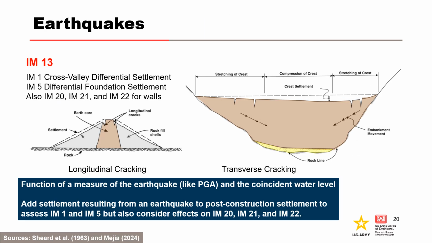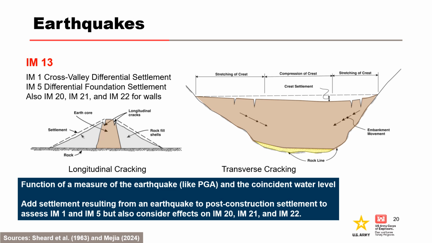IM13 is for cracks in the embankment caused by earthquake. The cracks in embankment dams typically develop near the crest in directions approximately parallel to the dam axis, longitudinal cracks, or transverse to it, transverse cracks. However, cracks are also often observed on the embankment upstream and downstream faces. These figures illustrate some of the mechanisms of cracking often observed in embankment dams after earthquakes.